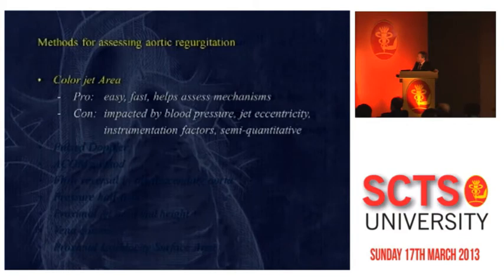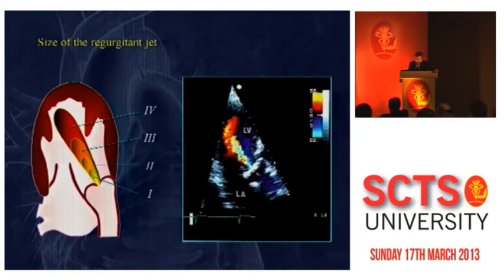Against this type of measurement is that you can, by just simply modifying the settings of your echo machines, make this aortic regurgitation appear or disappear, look mild or look severe. So it is impacted by instrumentation factors, and it's semi-quantitative, and I will just illustrate that with mitral regurgitation because I don't have an example with aortic regurgitation.